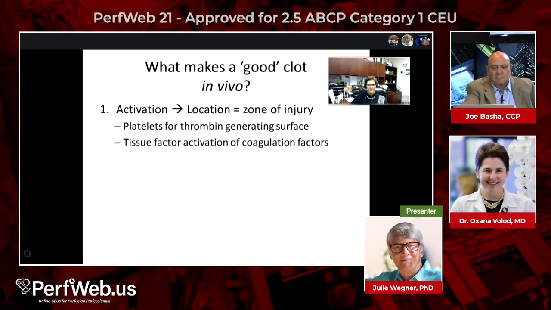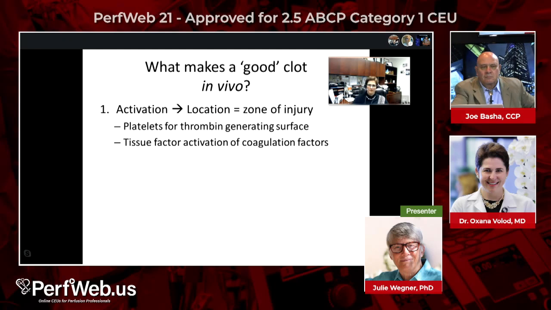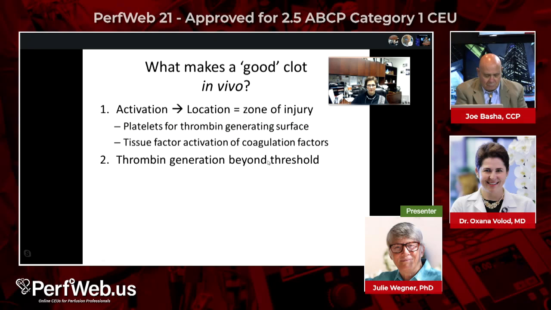So what makes a good clot in vivo, first of all, is the activation. And activation occurs at the zone of injury in the vascular wall. And it's two things that are activated. The platelets adhere within that zone of injury, and then they become activated, and they become the thrombin generating surface. And then secondly, the coagulation cascade that you all learned in biochemistry does get activated, but it's mostly just the extrinsic pathway being activated by tissue factor, which comes in from outside the vasculature under normal circumstances. Then, like I said, the thrombin generation gets started with those two activation steps, and then it gets beyond a certain threshold.